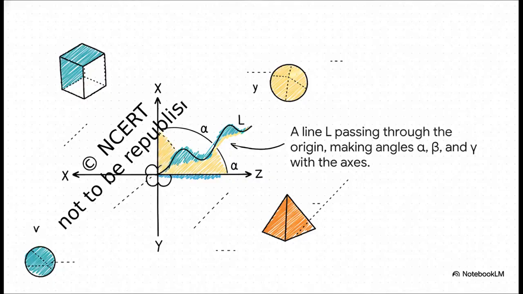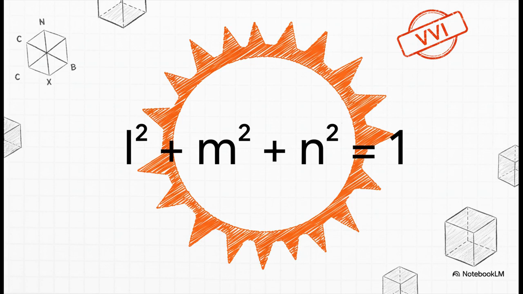Okay, look at this picture. See that line L? See the angle it's making with the x-axis? We call that alpha. With the y-axis, it's beta. And with the z-axis, it's gamma. So, what are our direction cosines L, M, and N? Simple. It's just cos alpha, cos beta, and cos gamma. Easy peasy, right?